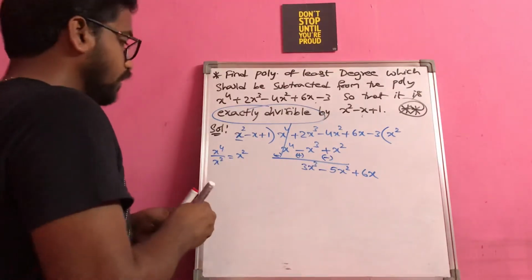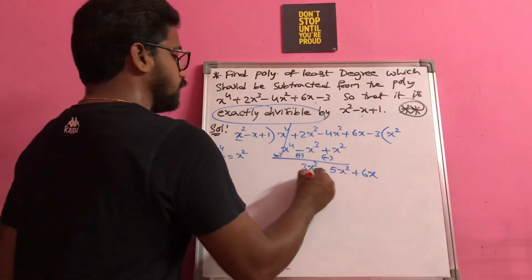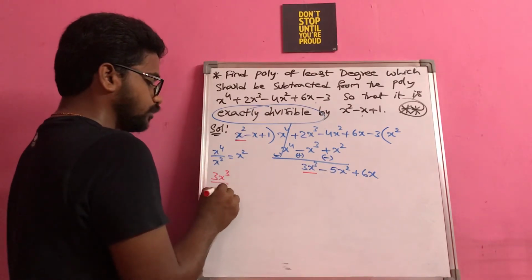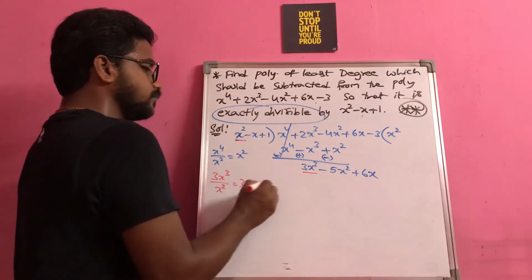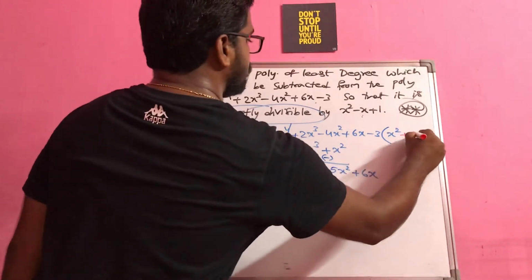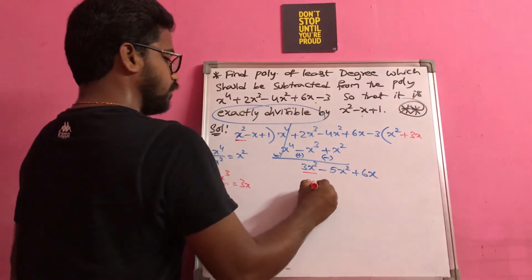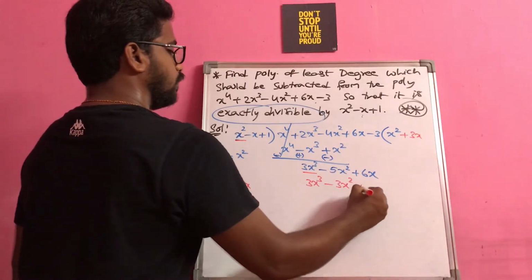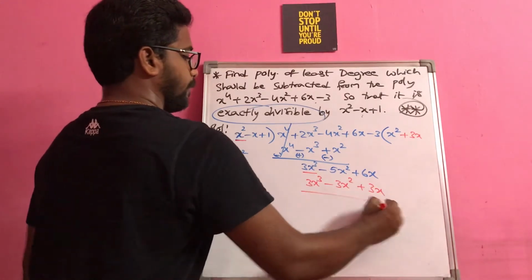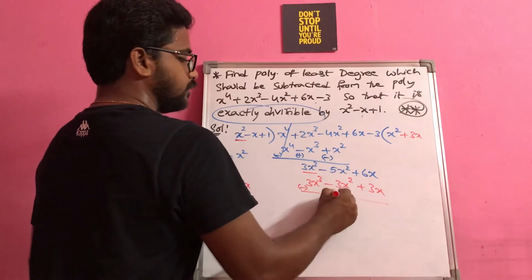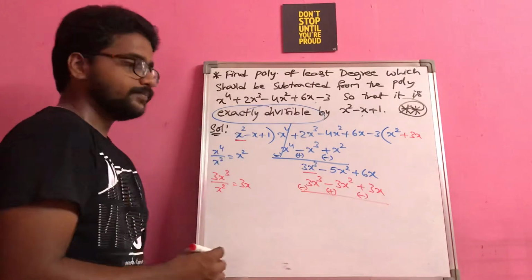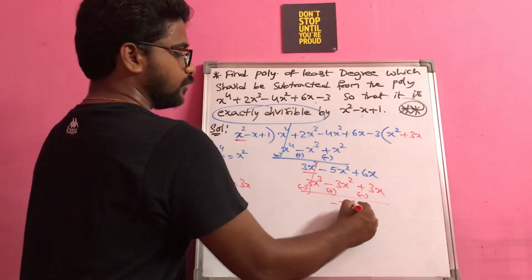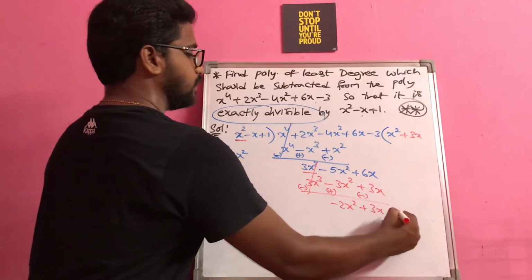Now again, if you observe, the first term here is 3x cube, here it is x square. 3x cube by x square, that is 3x, plus 3x. So this term will become 3x cube minus 3x square plus 3x. So minus plus minus, this will get cancelled and this is minus 2x square plus 3x minus 3.